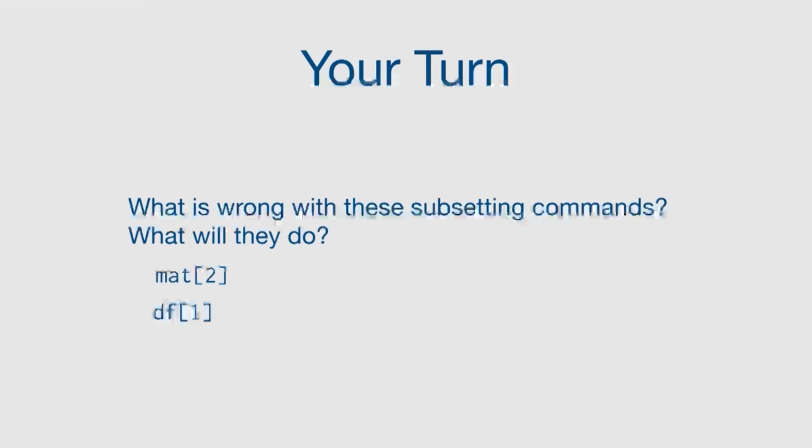Here are 2 other commands that use something other than a vector, and they also go wrong. The mat command here refers to the object name matrix that we made in the first module. You might not have loaded that code, so if you don't have mat at your disposal, try to imagine what this code will do. But you could certainly run df brackets 1. What do you think this will return? And then test it out and see if it returns what you expect.